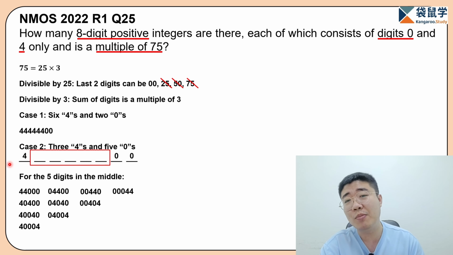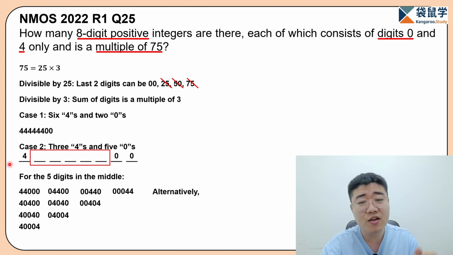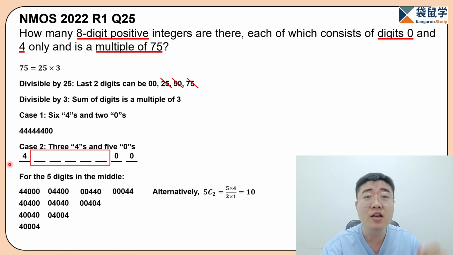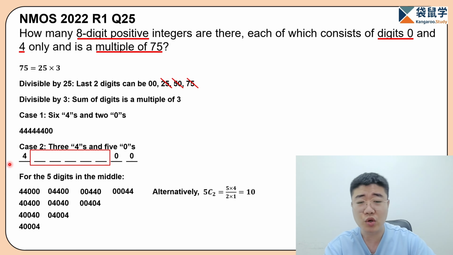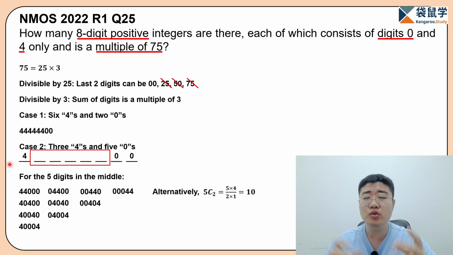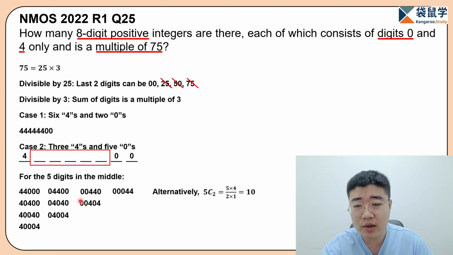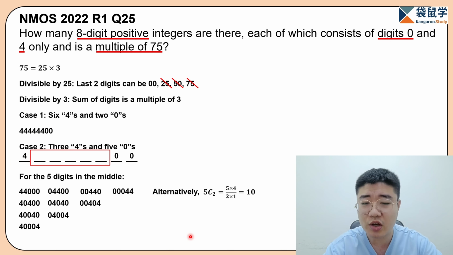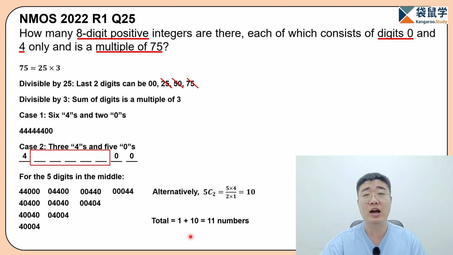So using the combination method, this would just be 5C2. Out of the 5 positions, select 2 positions for the digit 4. So it will be 5 times 4 over 2 times 1. This is equal to 10 ways as well. So now we can see that altogether, in case 1, there's 1 number. In case 2, we can get 10 different numbers. So altogether, it will be 1 plus 10. There are 11 numbers. So 11 is the final answer.